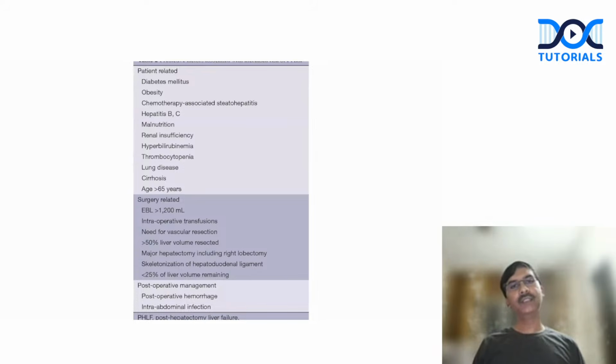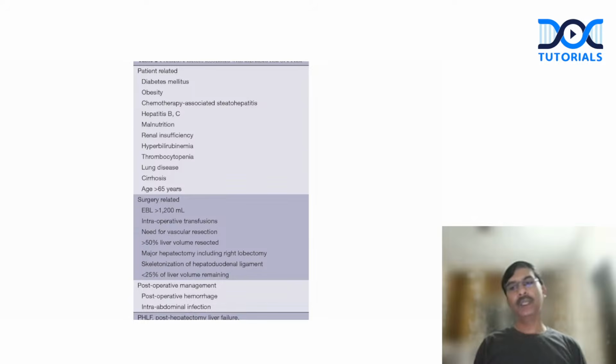Surgery related: estimated blood loss of more than 1,200 ml, where in the patient we discussed it was 900 ml. Intraoperative transfusion and need for vascular resection, greater than 50% of liver volume dissected or only 25% of liver volume remaining, right lobectomy, and skeletonization of the hepatoduodenal ligament. Intraabdominal infection, post-operative hemorrhage. One thing not included in this is more than 4 hours operative time for major hepatectomy, which is also a potential risk factor for development of post-operative liver failure in patients undergoing hepatectomy.